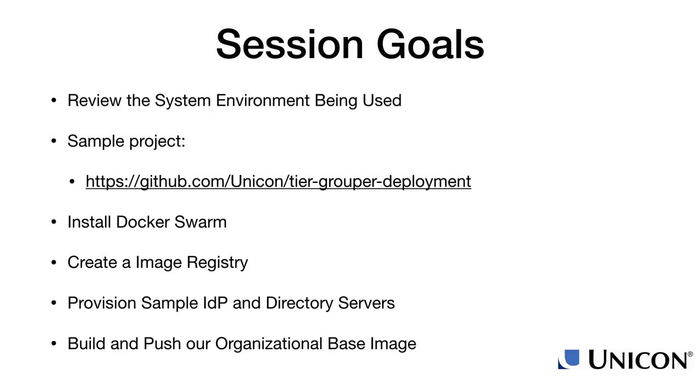For the rest of this session, we'll review the system environment being used by this tutorial. We'll pull down the sample project that has our working configuration that we will use to build and deploy our grouper environment. We'll install Docker Swarm. We'll start an image registry where we can push our local images to a central location. For this tutorial, we need an IDP and directory server, so we'll spin up a sample set of services that our grouper environment will point to. Finally, we'll build and push our organizational base image to our image registry.